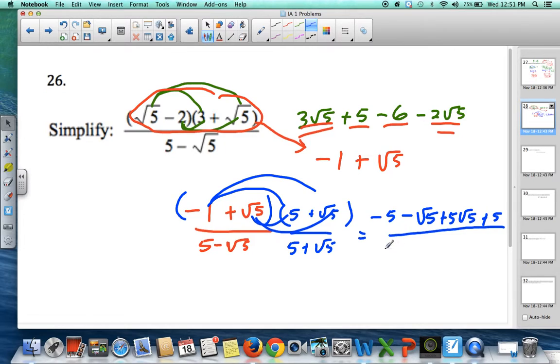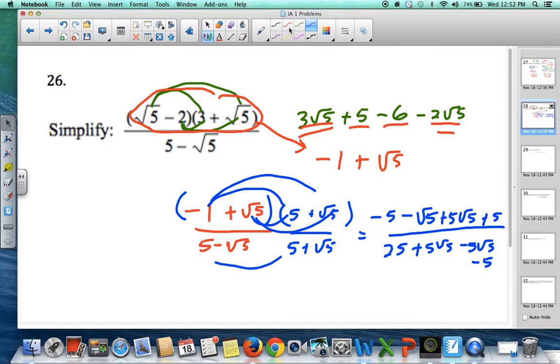The bottom of my fraction is going to be 5 times 5, that's 25. Then it's going to be plus 5 square root of 5. And then minus 5 square root of 5. And then minus 5, because the square root of 5 times square root of 5 is 5.